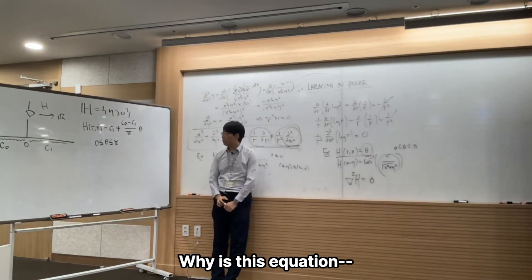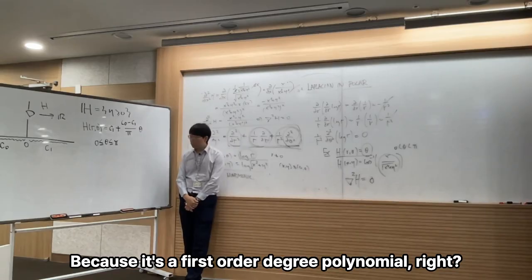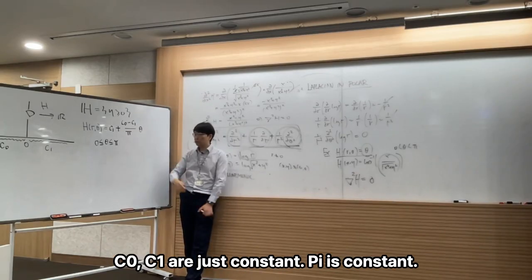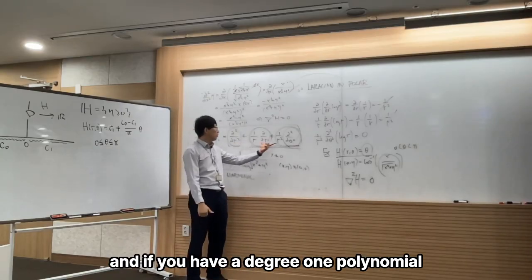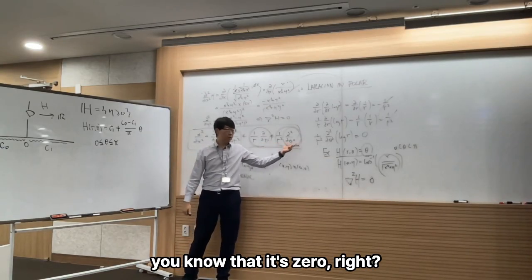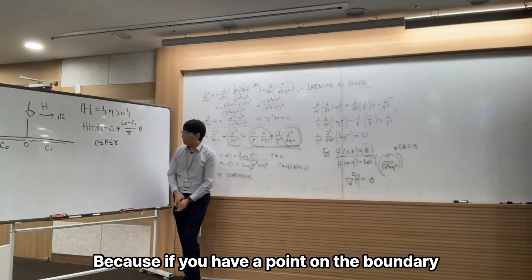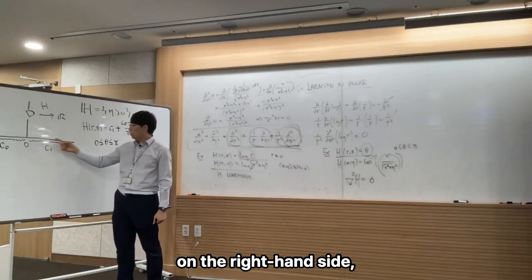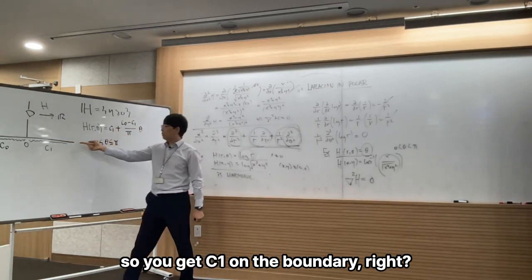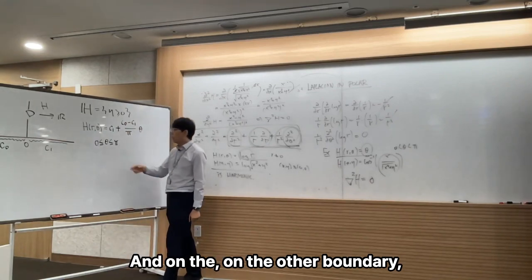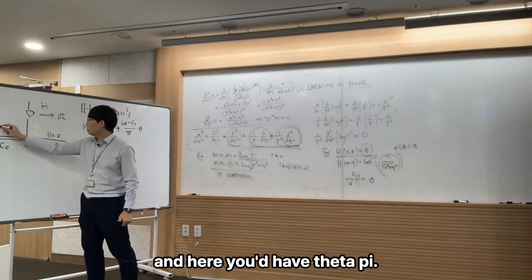Why is this formula harmonic? Because it's a first degree polynomial, right? C0, C1 are just constants, pi is constant. It's just a degree 1 polynomial, and if you apply the Laplacian to a degree 1 polynomial, you know that it's 0, right? So why does it satisfy the boundary condition? If you have a point on the boundary on the right-hand side, your theta is 0, so you get C1 on the boundary. And on the other boundary, your theta is pi.